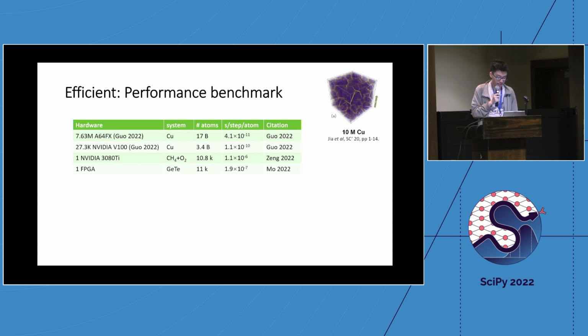and for a single 3080 Ti card, I think it's very common, it also has a good performance to simulate large systems. The last one is the hardware designed for DeePMD-kit molecular dynamics.